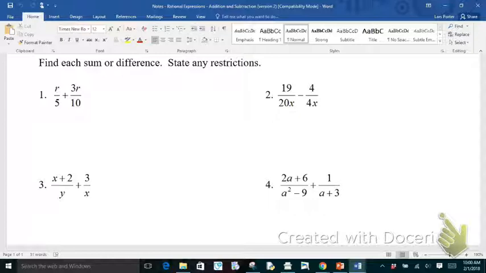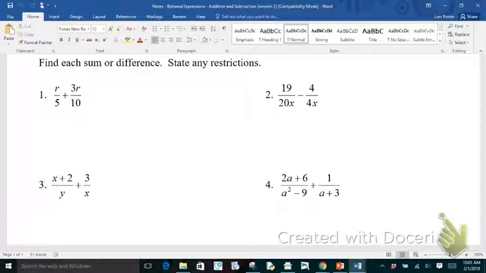Yesterday we looked at multiplication and division. And multiplication, you basically just combine things straight across, top with top, bottom with bottom. Division, remember, we have to multiply by the reciprocal, so we flip it over and we multiply. Today we're going to be looking at adding and subtracting, which complicates things a little bit.